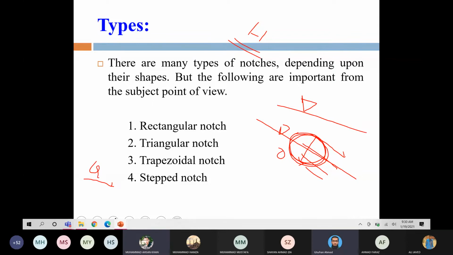So there are many types of notches depending upon the shapes, but the following are important from the subject point of view. So we would discuss one by one: rectangular notch, triangular notch, and trapezoidal notch. Okay. Step notch is basically a combination of two notches like this. So this is basically two rectangular notches. One is this one, and the other is this one. So we can measure the water depth of both these rectangular notches in order to find the discharge.